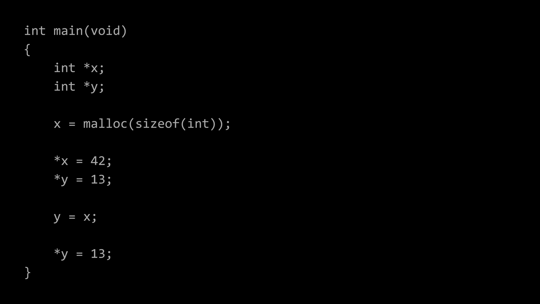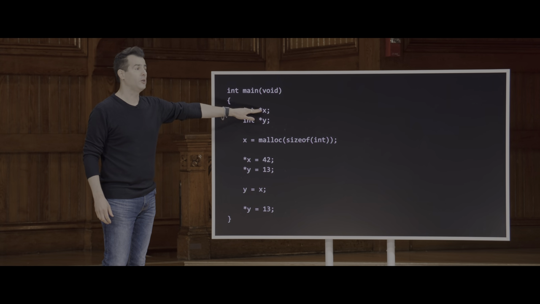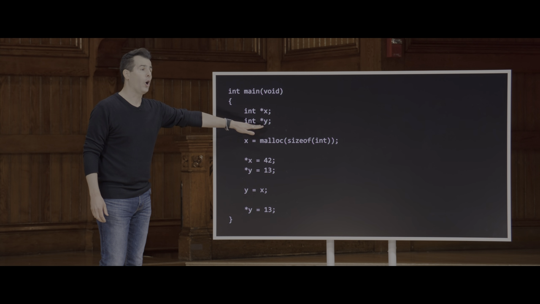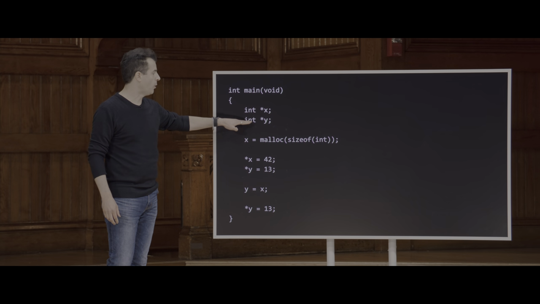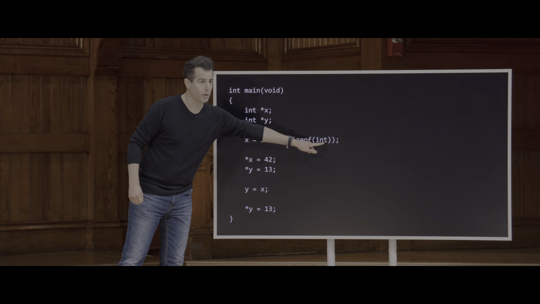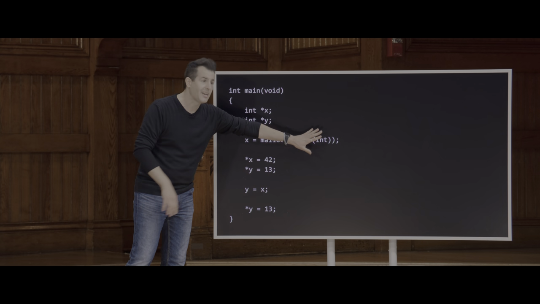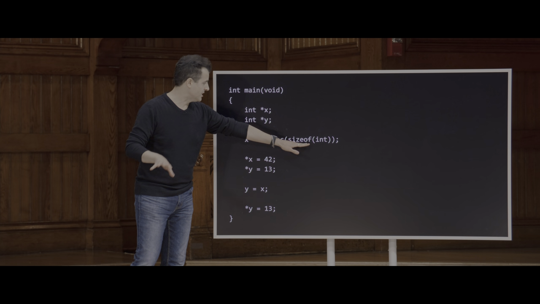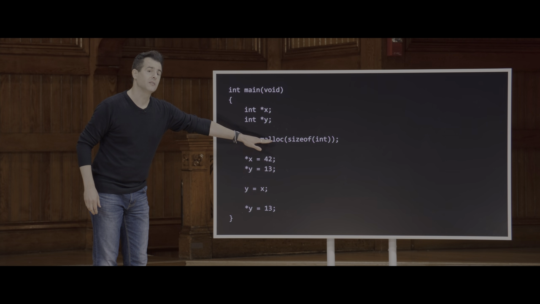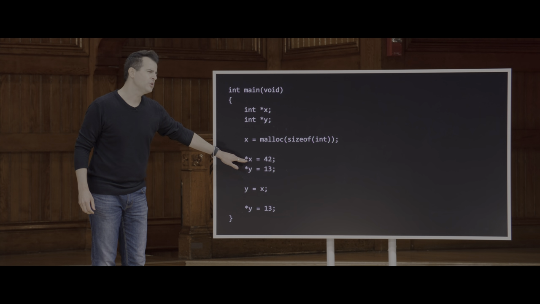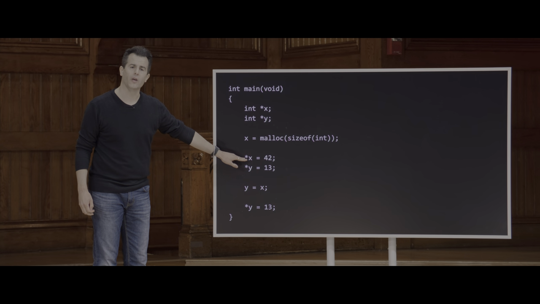So in main here, let me propose that we declare a pointer called x that's going to store eventually the address of an integer, apparently. Here's another one called y that's going to store the address of an integer as well. Here now, I'm allocating enough memory to fit one integer. Now, technically, it's 4. We know that. But size of int just gives me that answer dynamically. So it will work on all systems. And I'm going to store the address that malloc finds for me in x. Then I go to x and put the number 42 there.